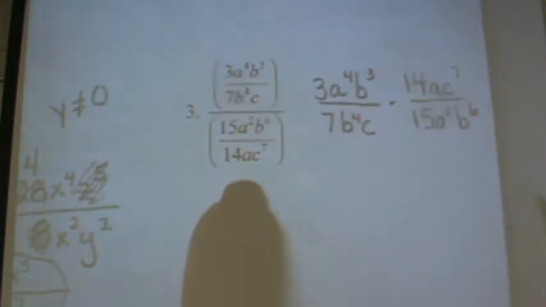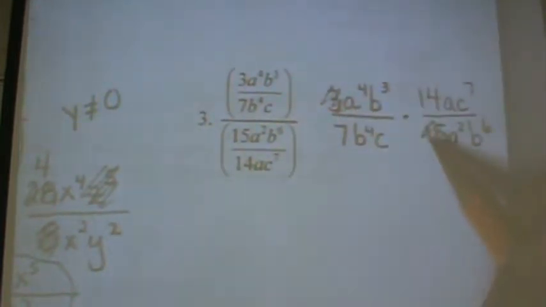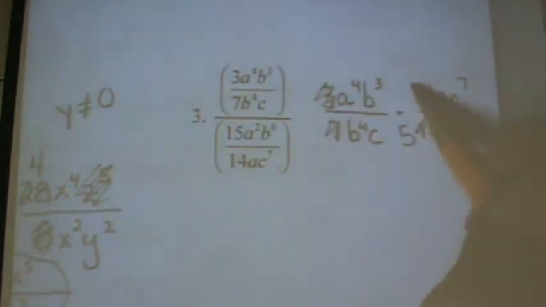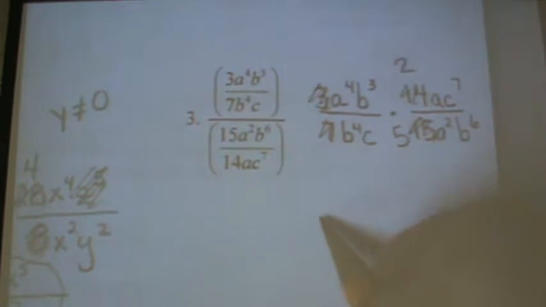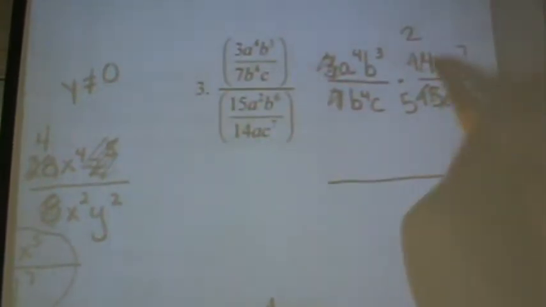Then after you flip, 3 goes into 15. 3 goes into 15, how many times? And then 7 goes into 14 twice. Okay, so as far as the coefficients go, what's left?